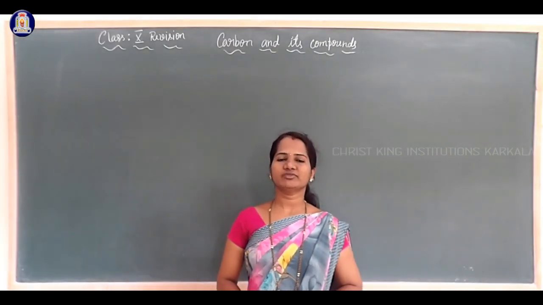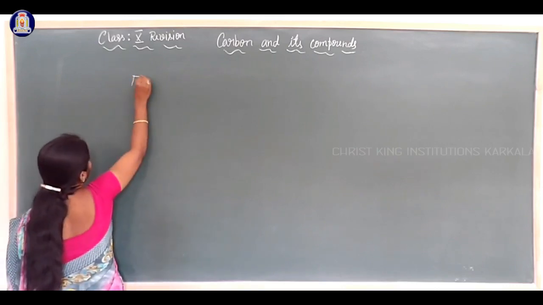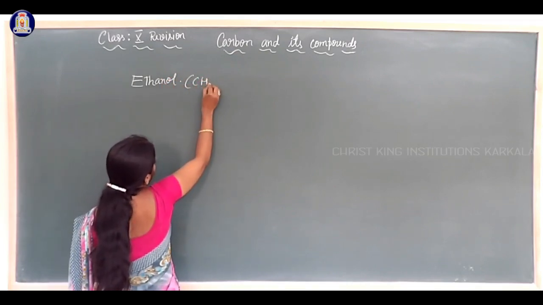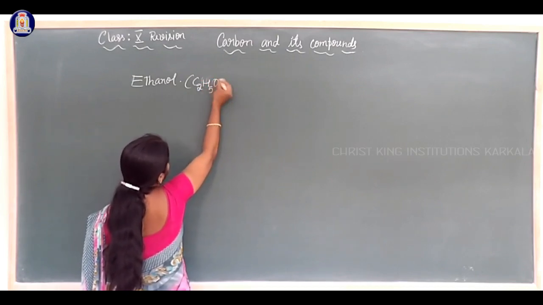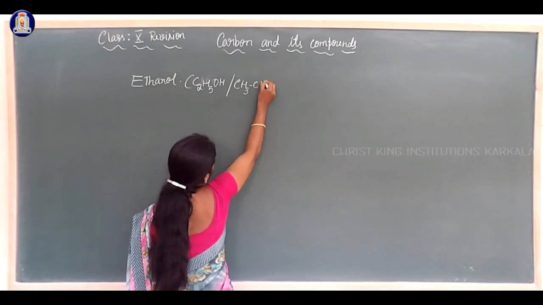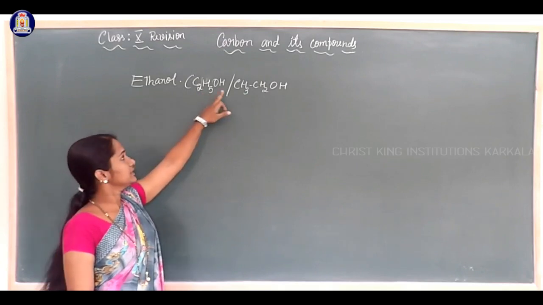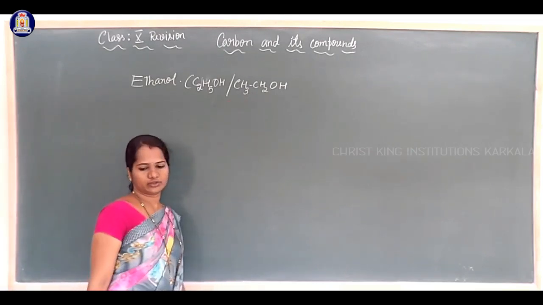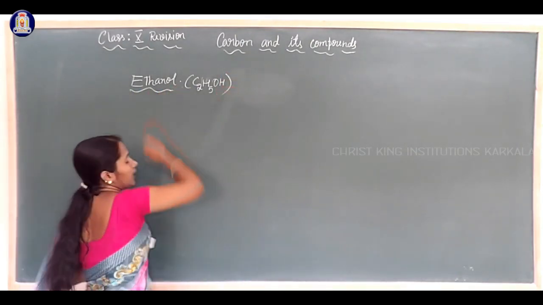Okay students, now we will study some of the important carbon compounds. They are ethanol and ethanoic acid. First one is ethanol. What is the formula of ethanol? C2H5OH. This C2H5OH can also be written as CH3CH2OH. So in this way we can write ethanol, C2H5OH. It is one of the important carbon compounds.